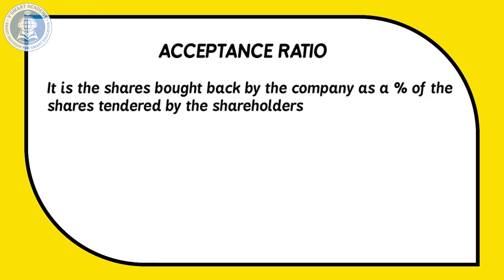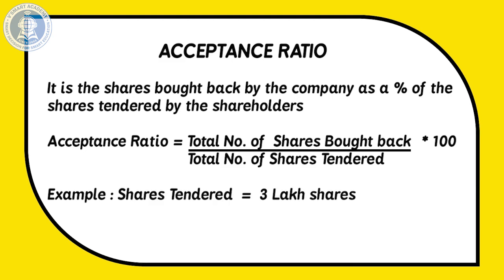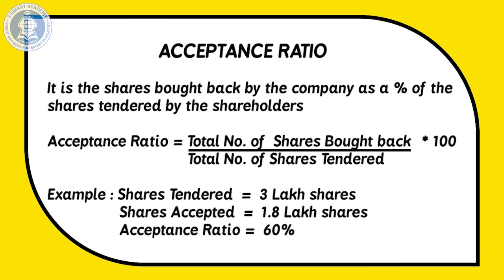Acceptance ratio is the shares bought back by the company as a percentage of the shares tendered by the shareholders. Therefore, acceptance ratio is equal to total number of shares bought back divided by total number of shares tendered into 100. For example, if the shareholders tendered 3 lakh shares in total and if the company accepted 1.8 lakh shares, then the acceptance ratio is 60%. The acceptance ratio is calculated separately for small shareholders and general shareholders.